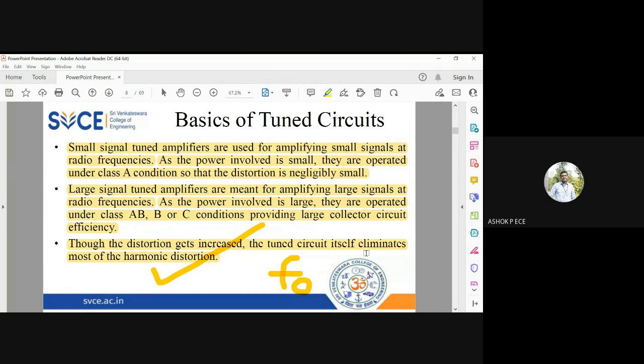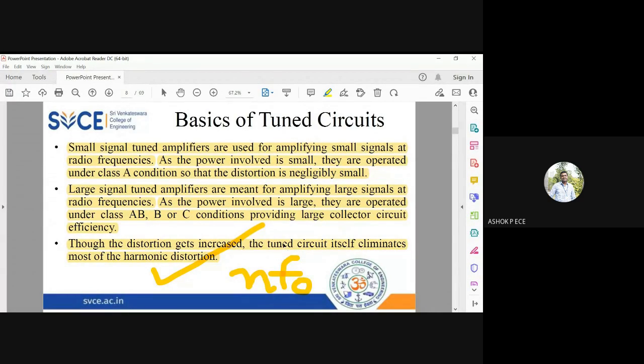The distortion is going to be the integer multiples of F naught. So F naught is your fundamental frequency. It is called the resonant frequency, right? So 2F naught is your distortion. 3F naught is your distortion. 4F naught is your distortion. In general, I can say it is N into F naught. Okay, N into F naught. They are also called by another name, harmonics.